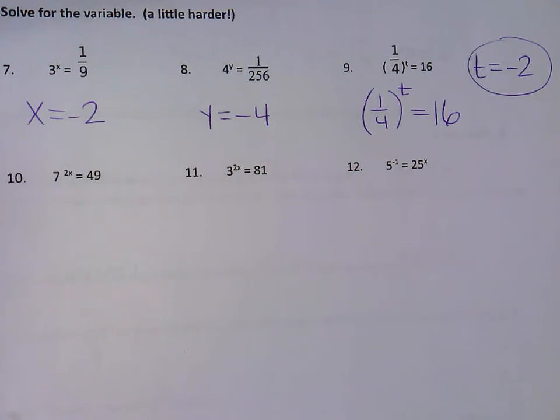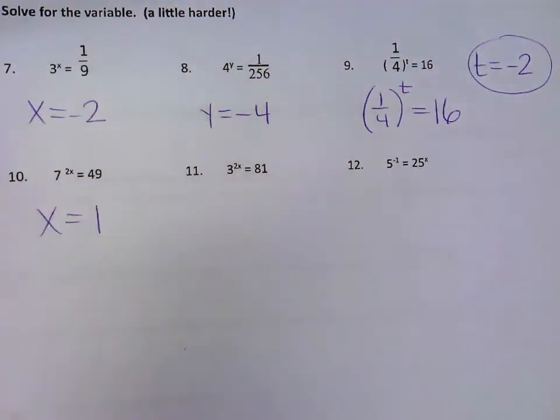All right, how about number 10? 7 to the 2x equals 49. So what would x have to be to make this true? What? 1, right? Because that would give you 7 squared, wouldn't it? So x has to be 1.